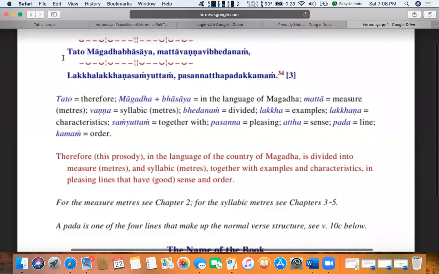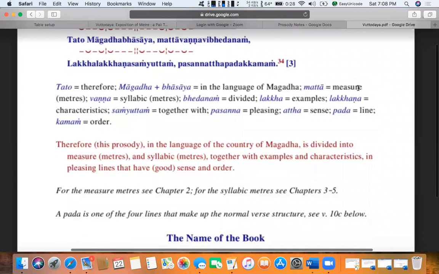So here the meaning is given as matta. Matta is measure or matra. In Sanskrit and in Sinhalese, it's matra. The meter related to matras or measures. The measure is the English word given here for matta or matra. Matra is actually a measurement to measure long and short syllables. So there is a kind of meter which is called matta meter or matta vutti meter, and another one which is called vanna vutti meter, syllabic meter. So there are two kinds of meters within this Vuttodaya, that is matta vanna vibhedanaṃ.